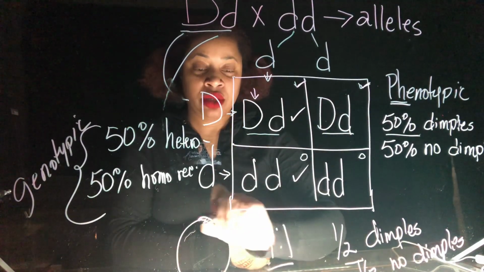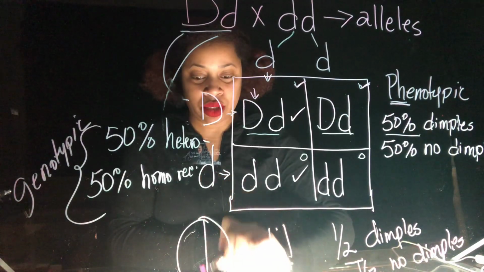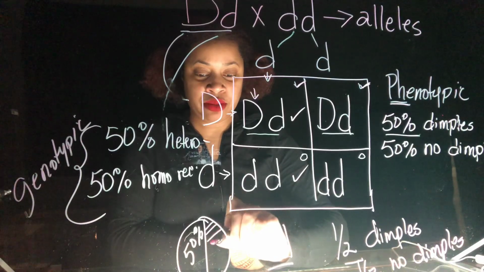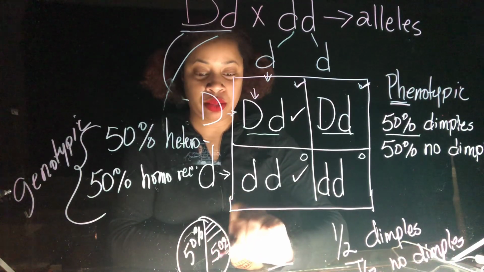Another great thing would be to create a pie chart. All right, 50% dimples and 50% without dimples.